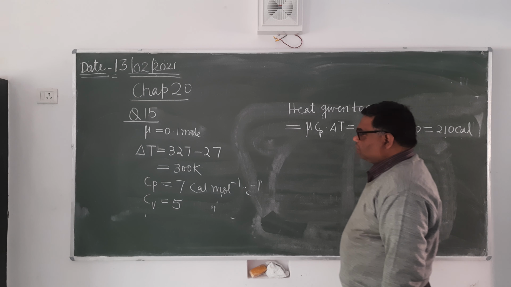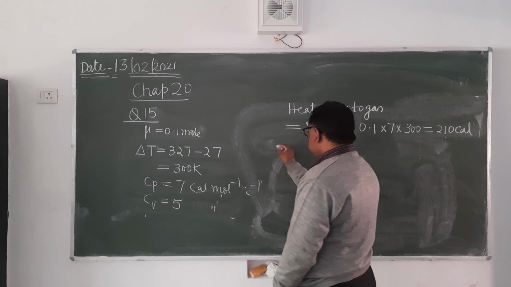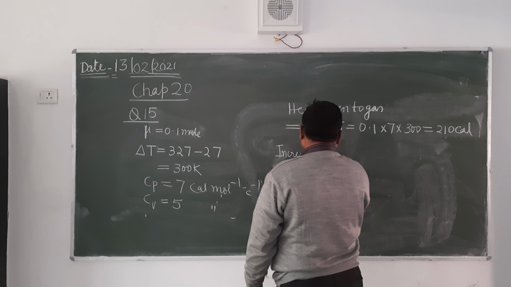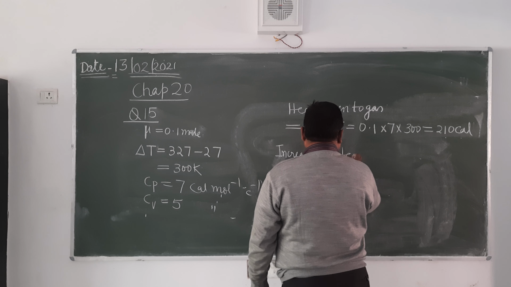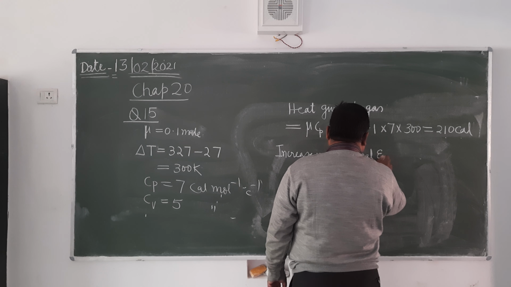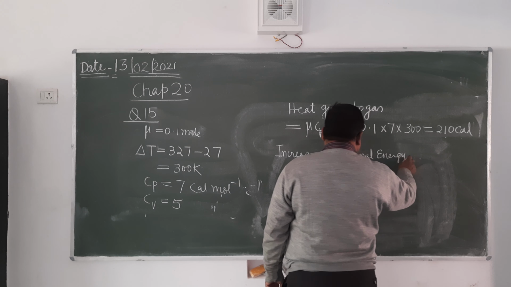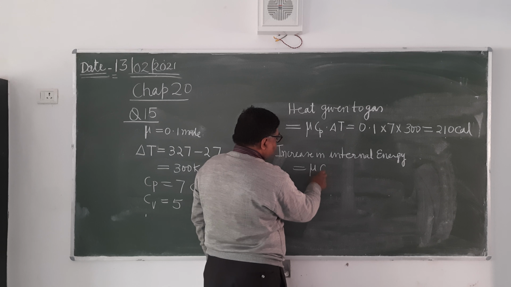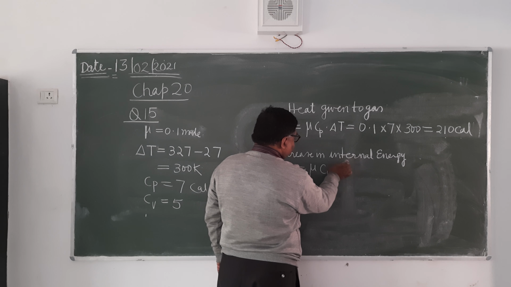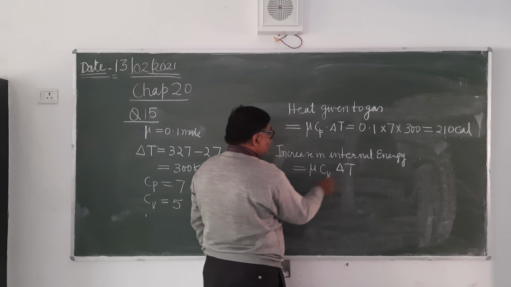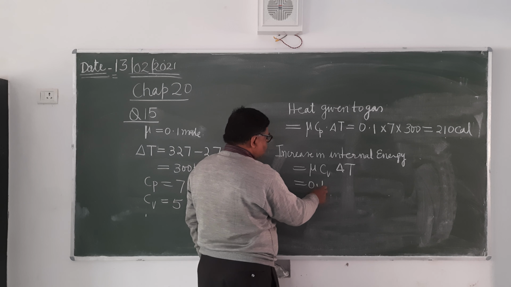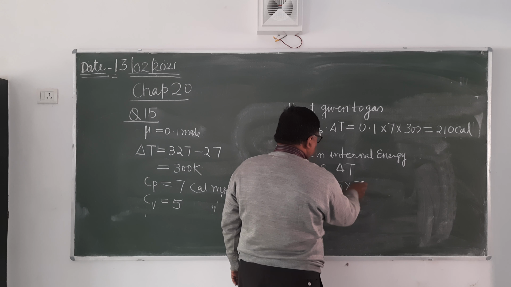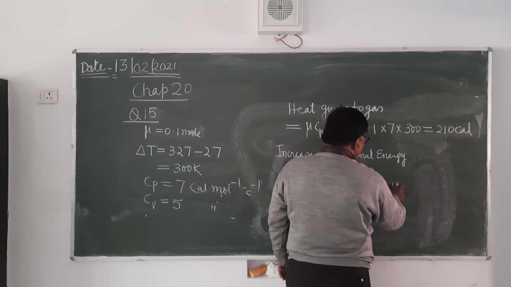The second part is what? Increase in internal energy. What will be the increase in internal energy here? It will be equal to μ into Cv into ΔT. So μ is 0.1, Cv is 5, ΔT is 300. So it will be equal to 150 calories.